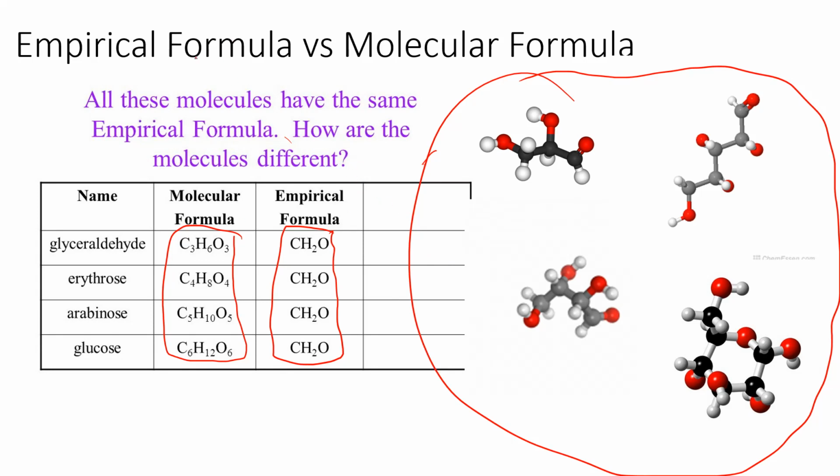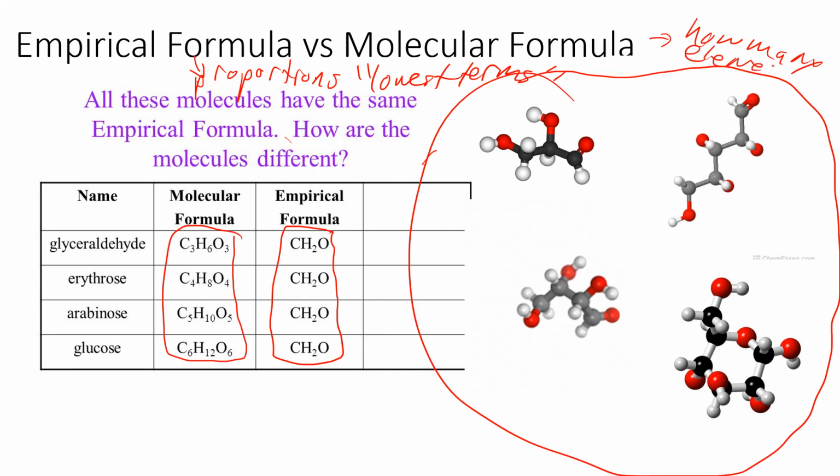Empirical formula deals with proportions, okay? Think of lowest terms. And a molecular formula represents how many elements in each per molecule, per compound, okay?